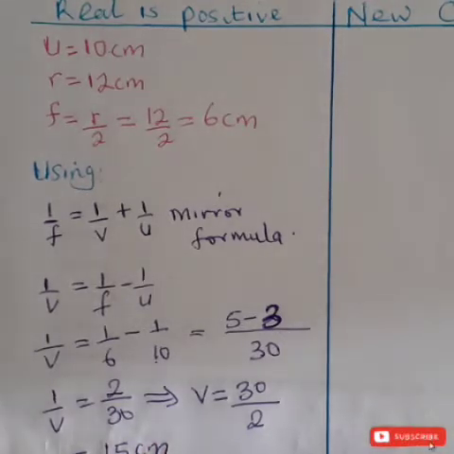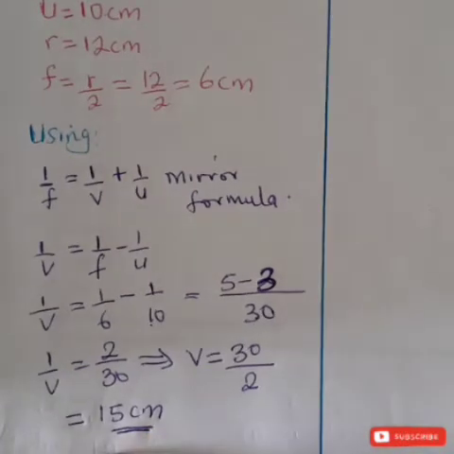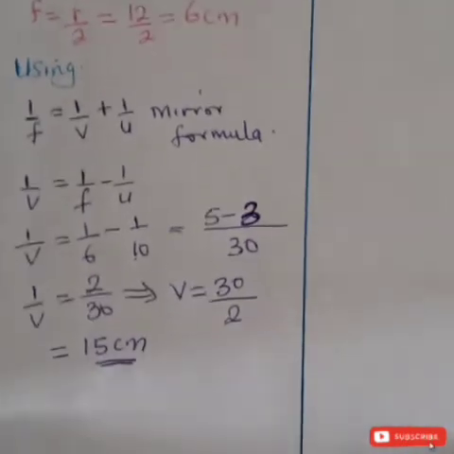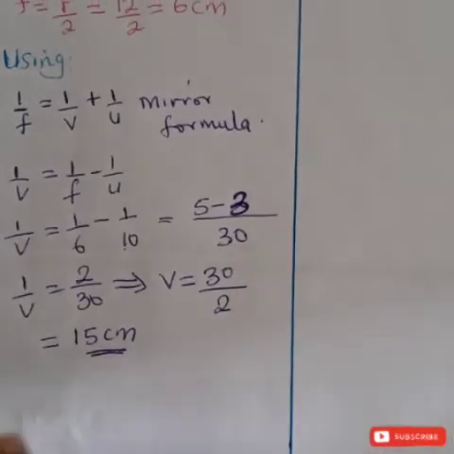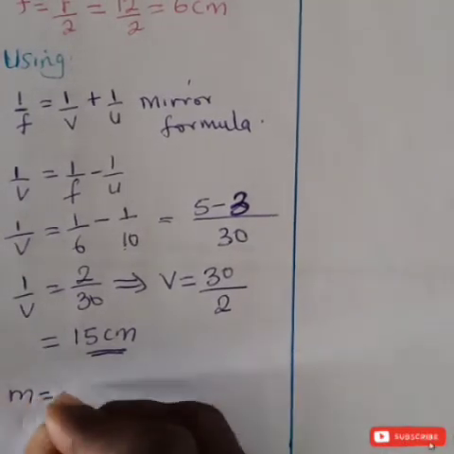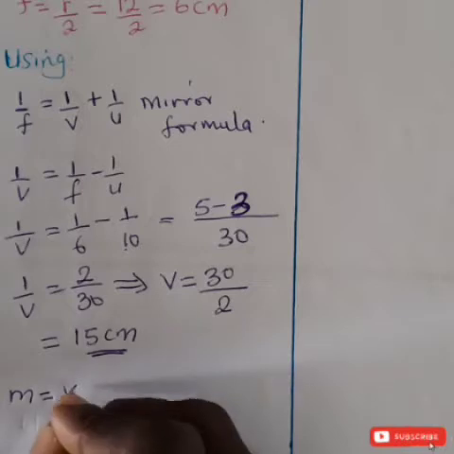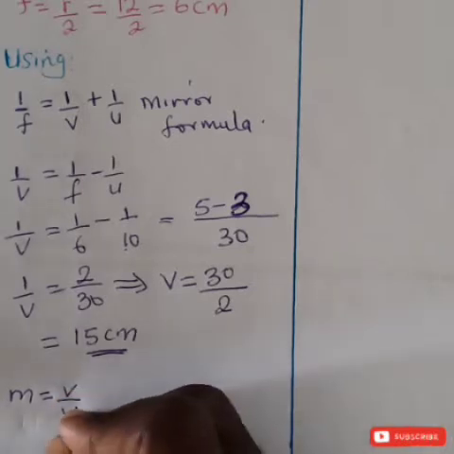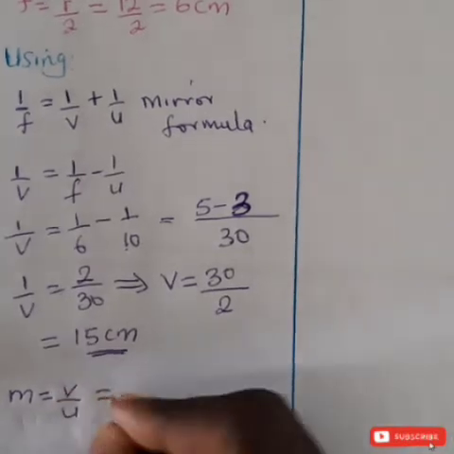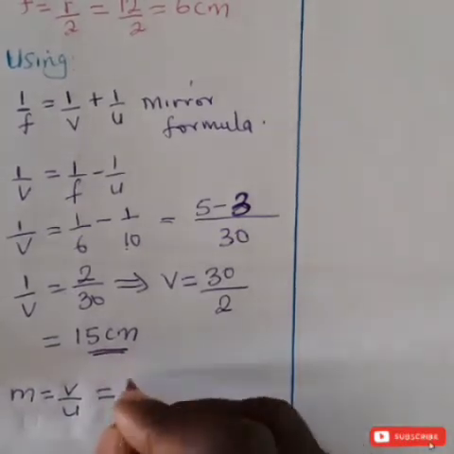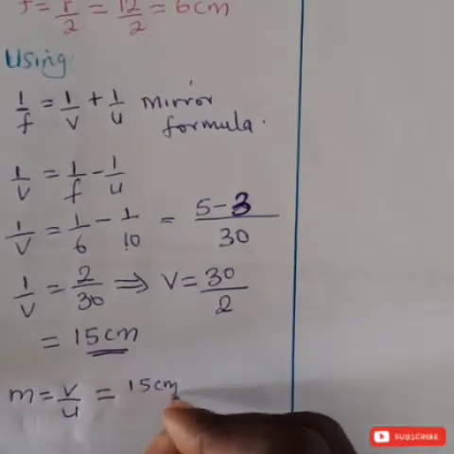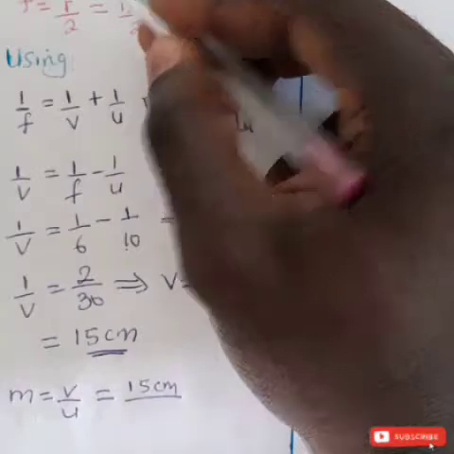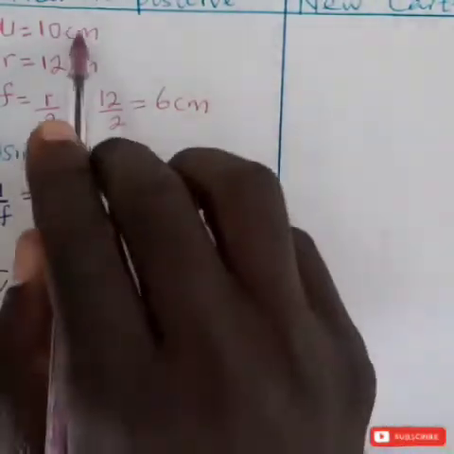Since v is positive, it therefore means that the image is real and it is on the same side as the object. So we can now calculate the magnification. The linear magnification m is equal to v over u, that is image distance over object distance. So this is going to be equal to the image distance, 15 cm, divided by the object distance, which is 10 cm.